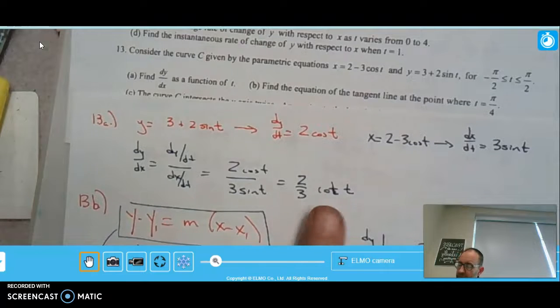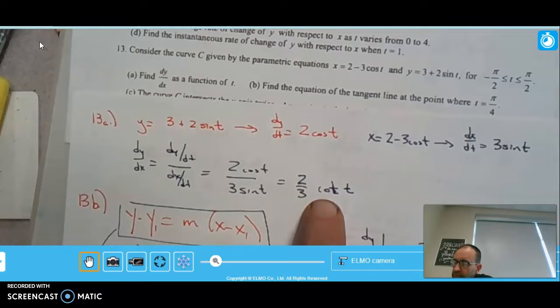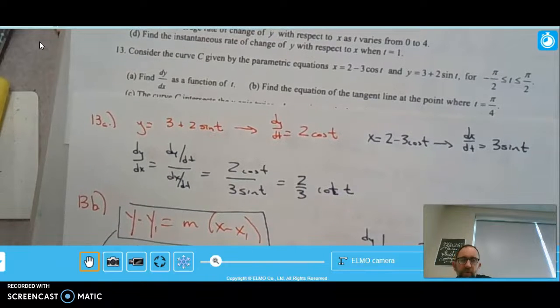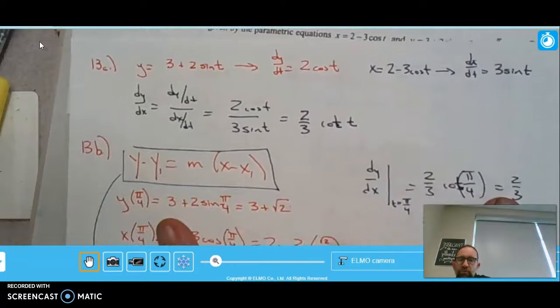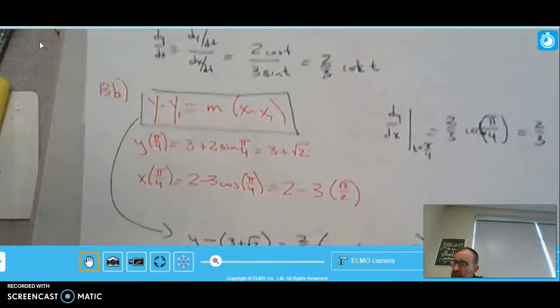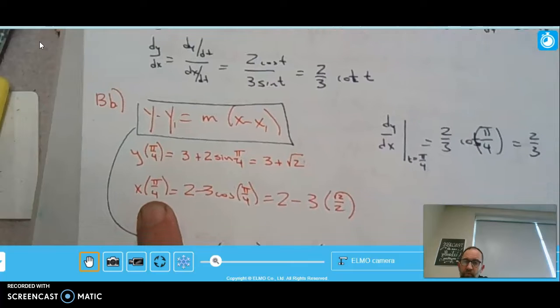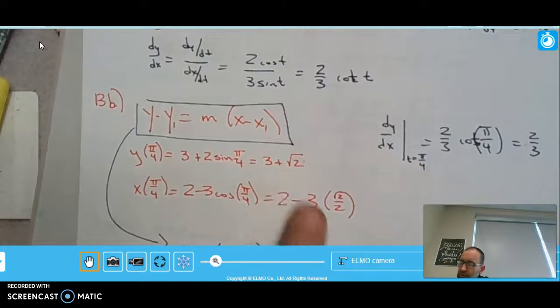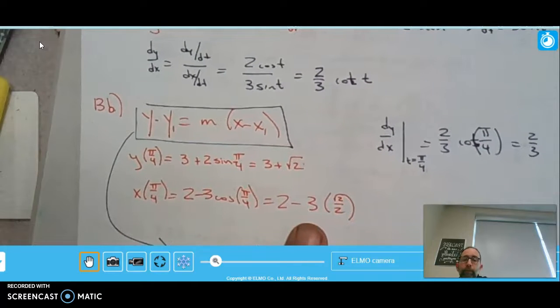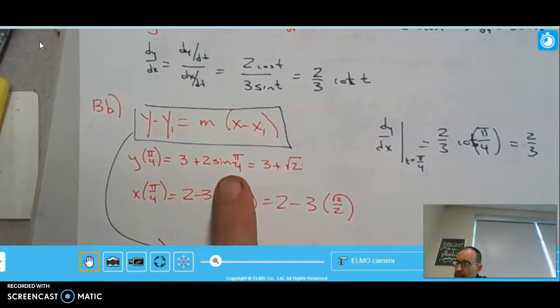So let's start with that. The slope at pi over 4 is going to be the cotangent of pi over 4, which is 1, and 1 times 2/3 will give us 2/3 for the slope. Plugging pi over 4 for t into y, and pi over 4 for t into x, will give us what we see here, with the sine of pi over 4 being square root 2 over 2, and the cosine of pi over 4 being square root of 2 over 2.